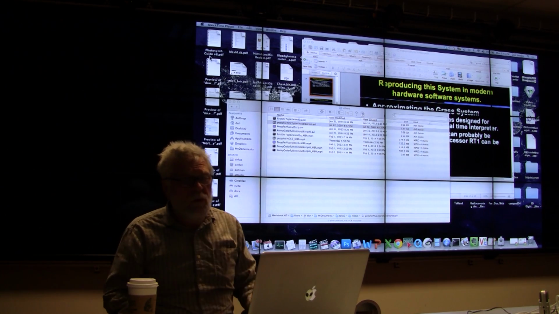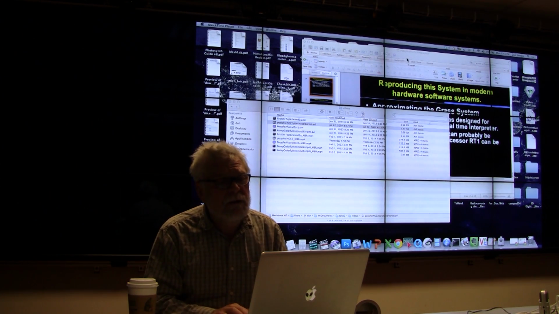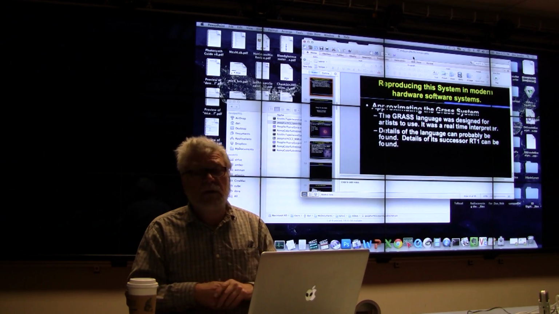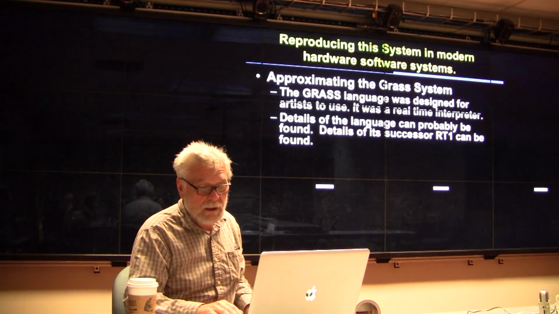And it has a number of very interesting functions, which independently of this particular project, I think would be informative in terms of developing languages to do live performance. All right.